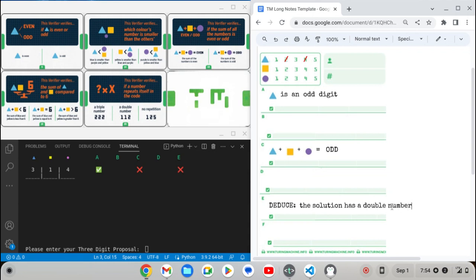And what we do know is that since, well, let's see, do we? Yeah, all we know is that there's a double number, so that means square. Well, can we even say square and circle? If we knew that they were even, then yes, absolutely, square and circle would be the two evens.